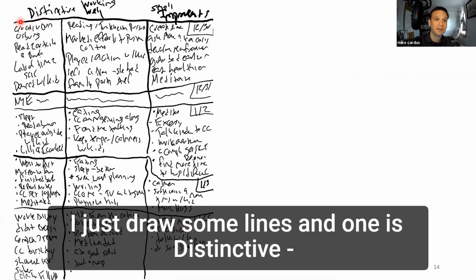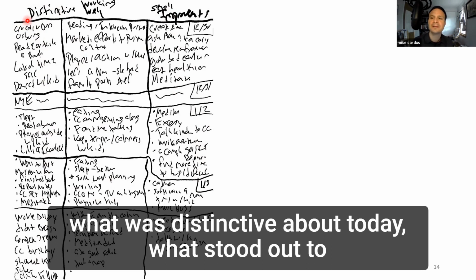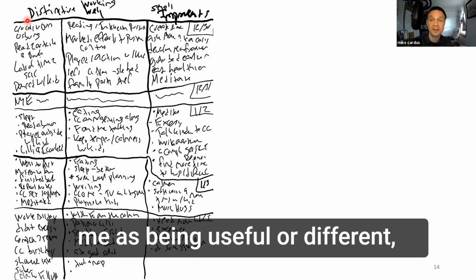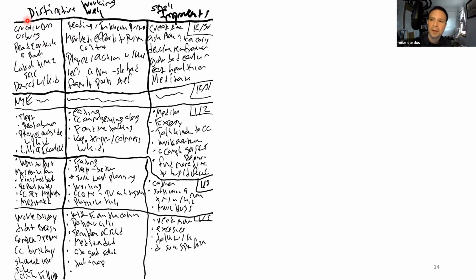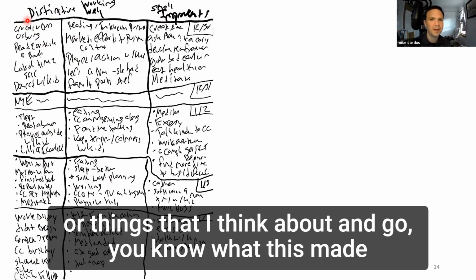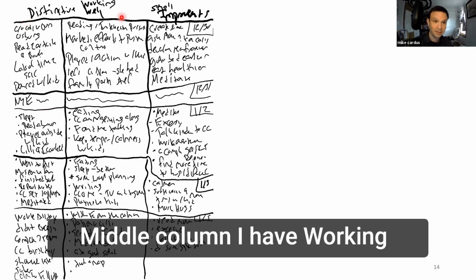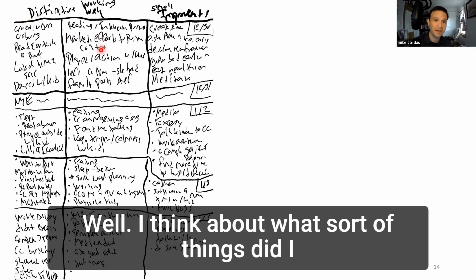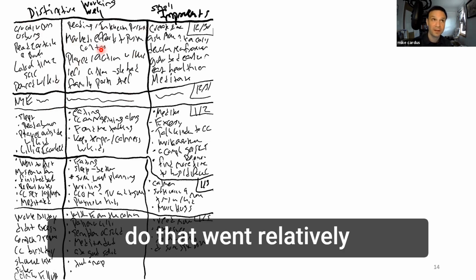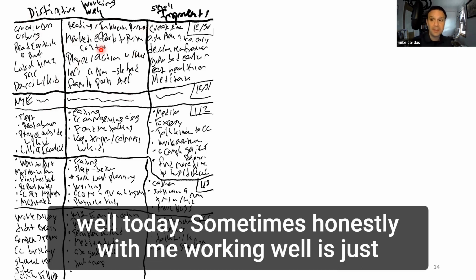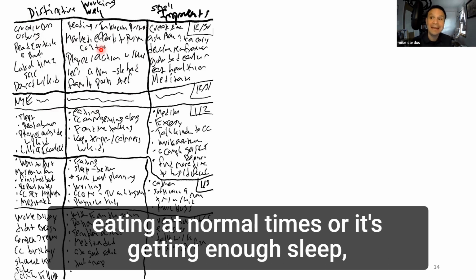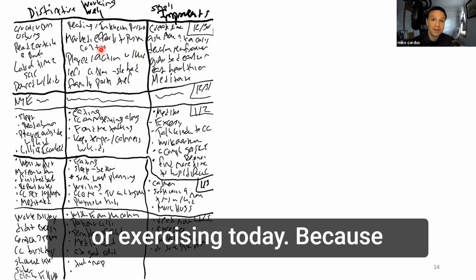I just draw some lines. And one is distinctive. I think, what was distinctive about today? What thing stood out to me as being useful or different, or things that I think about and go, you know what? This made today special or different. Middle column, I have working well. Again, I think about what sort of things I did that went relatively well today. Sometimes, honestly, working well is just eating at normal times, or getting enough sleep, or just saying, hey, you know what?